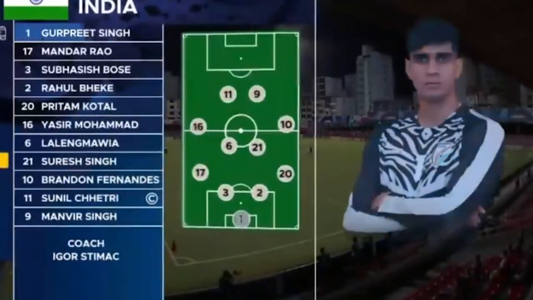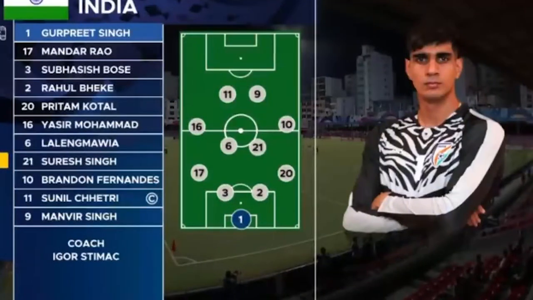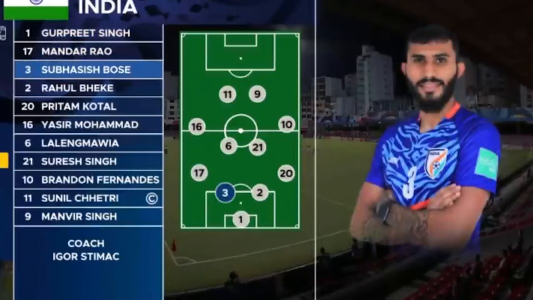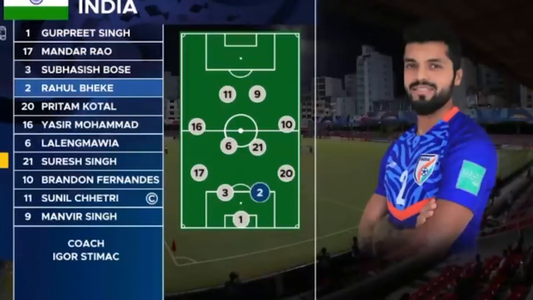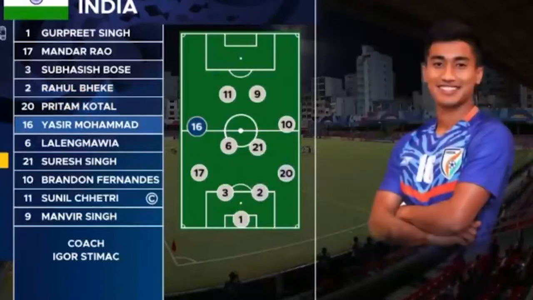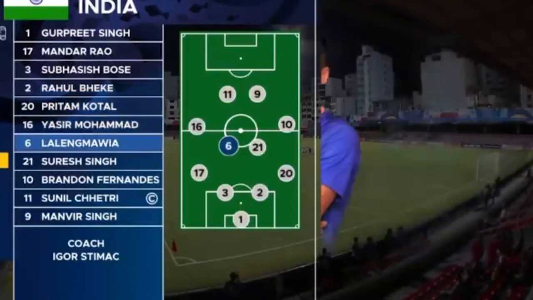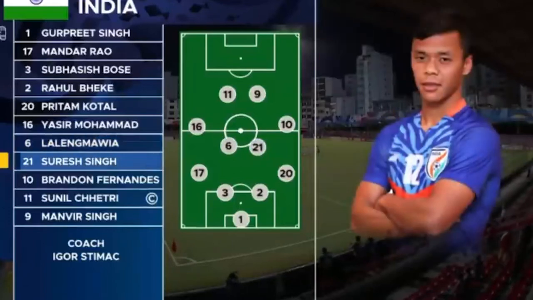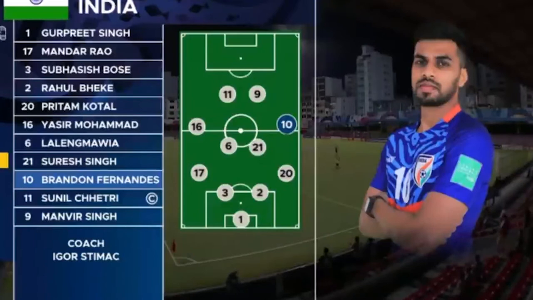Looking at Indian lineup, goalkeeper Gurpreet Singh. Pritham Kotal is back in starting lineup. Yasir Mohammed is in starting lineup with his impressive performance in the last match against Sri Lanka. Suresh Singh has maintained his starting 11 spot. Brendan Fernandez in the starting 11 now with Manveer Singh. Captain Sunil Chhatri will lead the line.